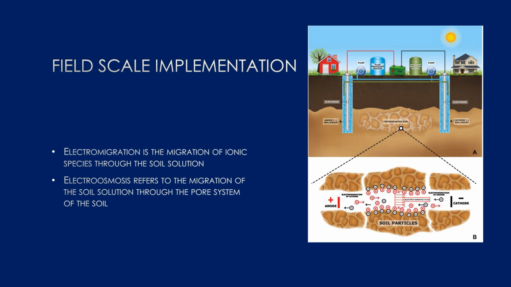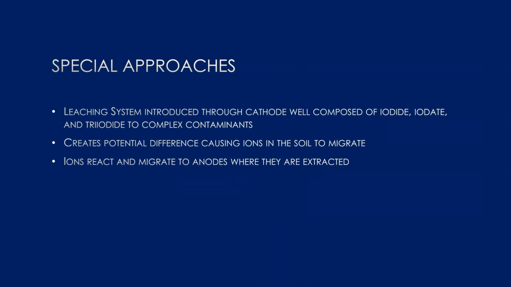This soil solution may also contain dissolved pollutant species. Both of these mechanisms contribute to the transport of ionic species through the soil, but factors such as porosity, soil texture, and ionic strength of the electrolyte determine which plays a larger role in migration. It is sometimes necessary to use special approaches to convert the pollutants into mobile forms. These approaches are often based on compounds that react with the pollutant.